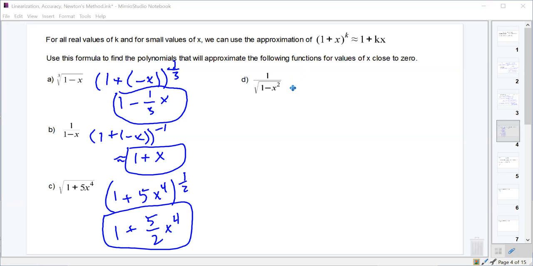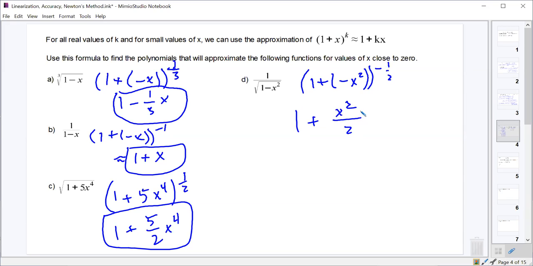And then this last one, we should be able to rewrite it as what? 1 plus negative x squared being raised to the negative 1/2 power, which the negatives will end up canceling out. We should get 1 plus 1/2 x squared. 1 plus x squared over 2. Good or no?